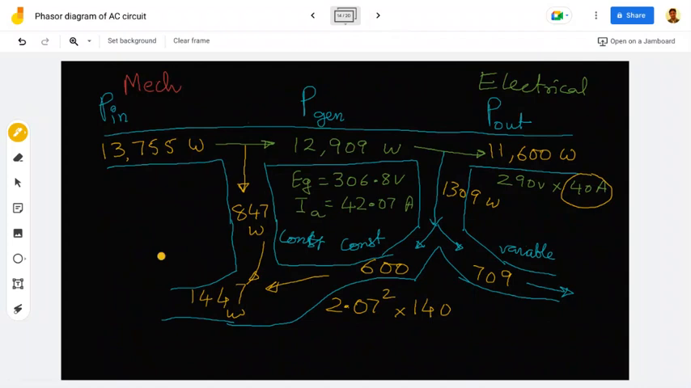So here the input is 1370. This one is a mechanical input. From that, rotational losses are removed. Then it is converted to electrical, which is Eg into Ia. From that electrical, copper losses are removed. That is 1309. From that, of the copper losses, 709 is variable and 600 is fixed. So this fixed one and this fixed one both are added, so the total fixed loss is like this. So this is the older one.